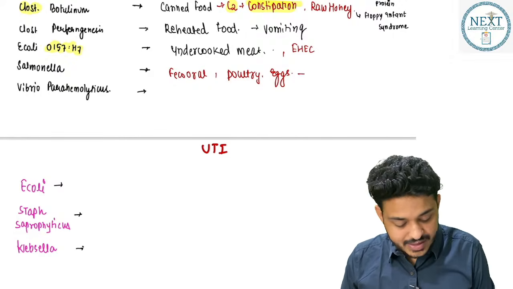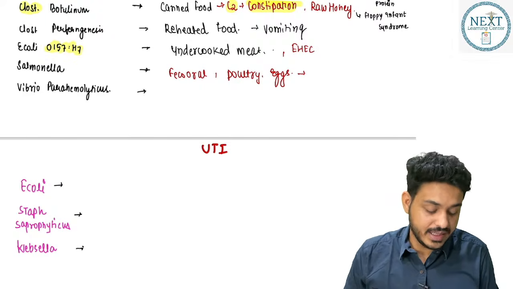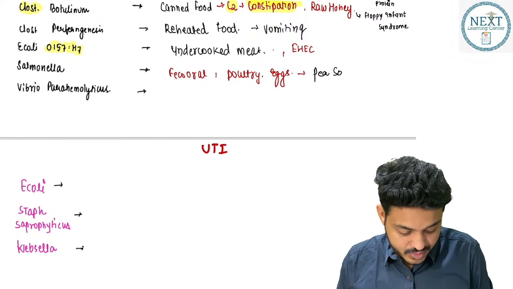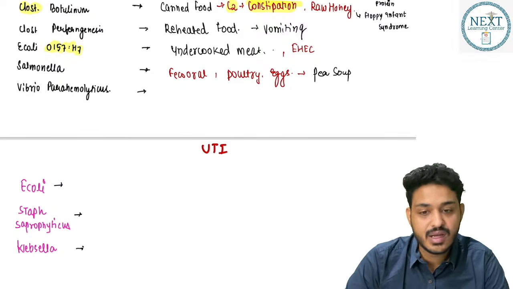And what kind of diarrhea will this person be having? What kind of diarrhea? Yes, very good. This is going to have what? Pea soup kind of diarrhea. Pea soup diarrhea can be there, right?